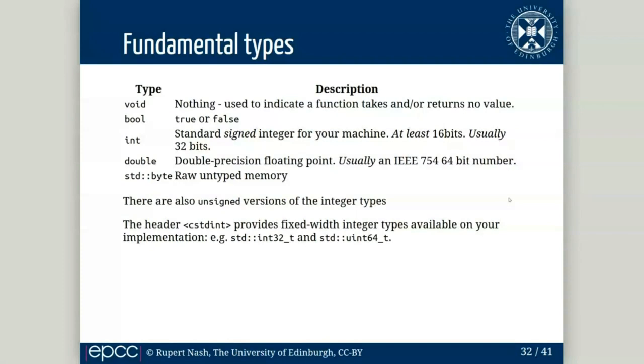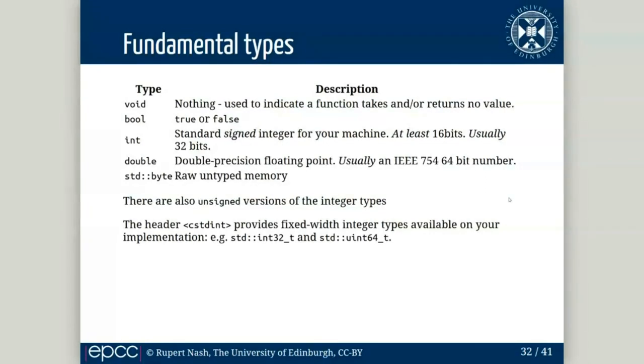There are a set of fundamental types. As it says here, void is nothing. It's like you're looking into the void, there's nothing there. It's used to indicate a function takes or returns no value. We have a bool, which is true or false. We have a good number of different integer types. Int here, it says, is the standard signed one for your machine. The standard says it's at least 16 bits, and it's usually 32 bits. Then we have floating point numbers. We have single and double precision, and as it says, double is usually an IEEE 754 64-bit number.